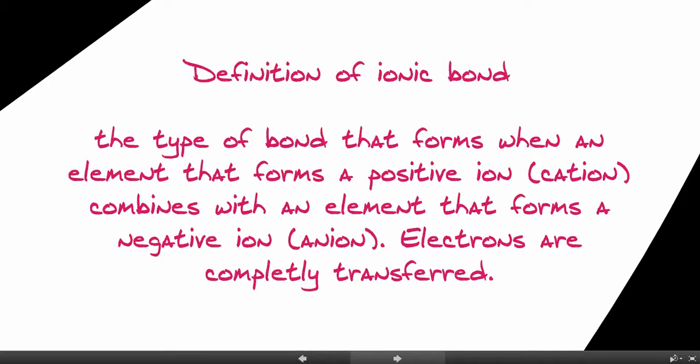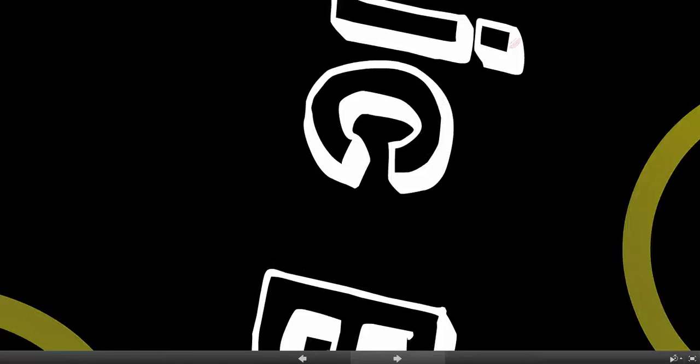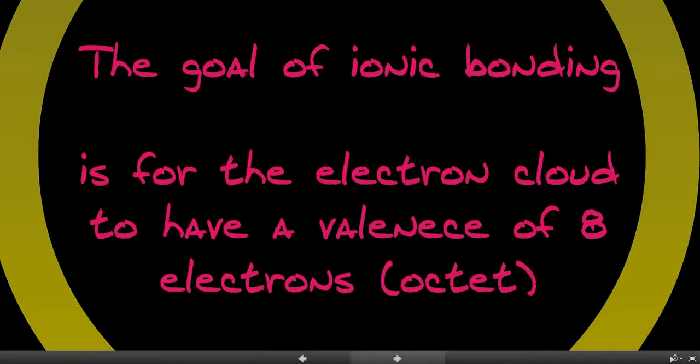So an ionic bond is the type of bond that's going to be forming when an element that has a positive charge, called a cation, combines with an element that has a negative charge, called an anion. And the other important thing here is that electrons are going to be completely transferred. The goal of an ionic bond is for the electron cloud to have a valence of 8 electrons. Another name for that is an octet.